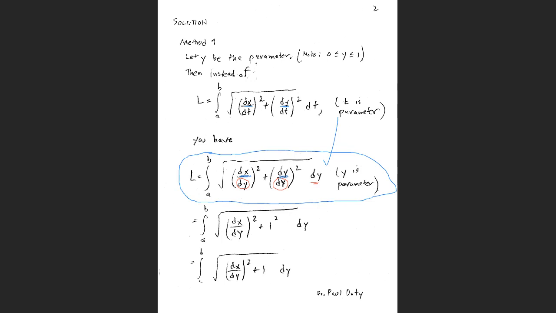So here is your formula, and this formula collapses into this formula. The book gives this formula, and they say that when y is a parameter, the length of your arc is given by this formula. I'm trying to show you why it's true.